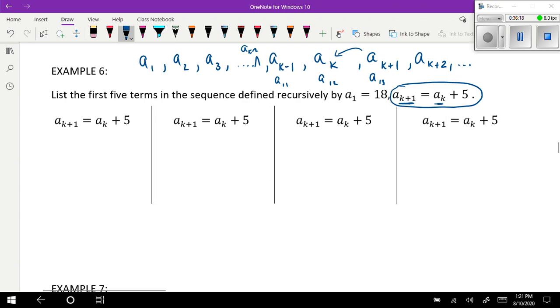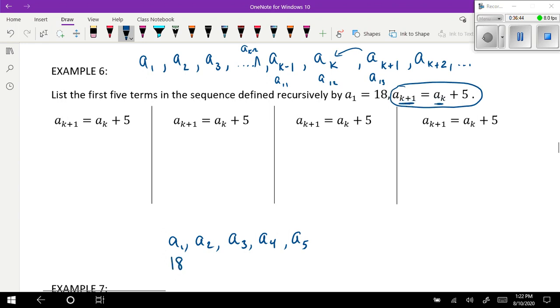I already know my a sub 1. Let's come down here and write a sub 1, a sub 2, a sub 3. I want 5 terms, a sub 4, and a sub 5. So I want 5 of them. I already know a sub 1 is given as 18. So that's something cool with recursive statements, is they got to give you something. So if they're giving you a sub 1 and that's all you have, then that's what you need to use in order to find something else.